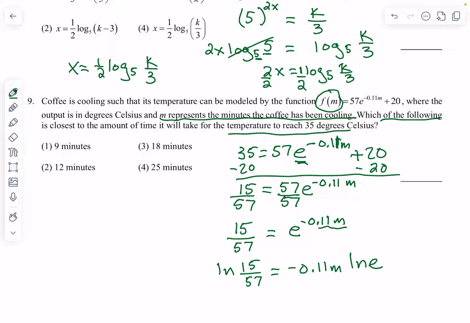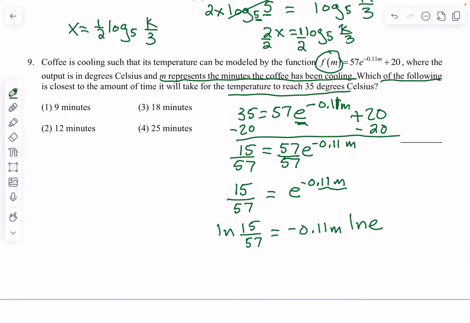Okay, I had forgotten there's the negative there, but it's there. Remember, this is base e to the e, and I said that that's always going to be 1. So the natural log of e is 1. Right, so we could eliminate that. And then to get m by itself, we're going to divide by negative 0.11. Okay, so that's what m is going to be equal to, that big messy fraction.